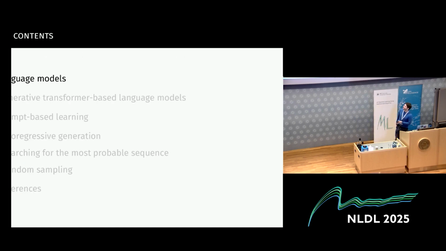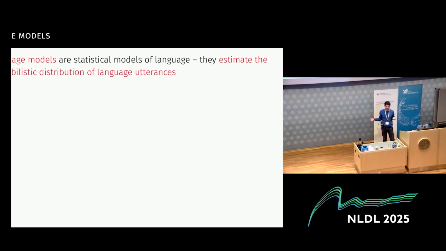So, okay, let's start. I will start with just introducing what language models actually are. Language modeling is a very old concept, actually. It was introduced back in the 1940s by Claude Shannon. And basically, as the name suggests, language models model language. They are statistical models of language that try to estimate the probability distribution of language utterances. And we estimate these probabilities by having a look at a very large corpus.